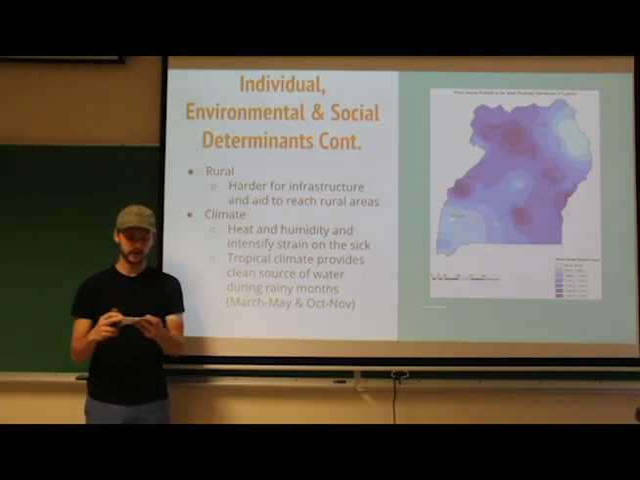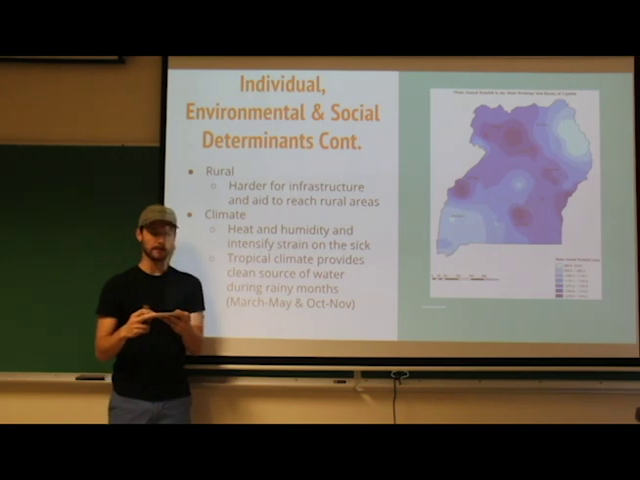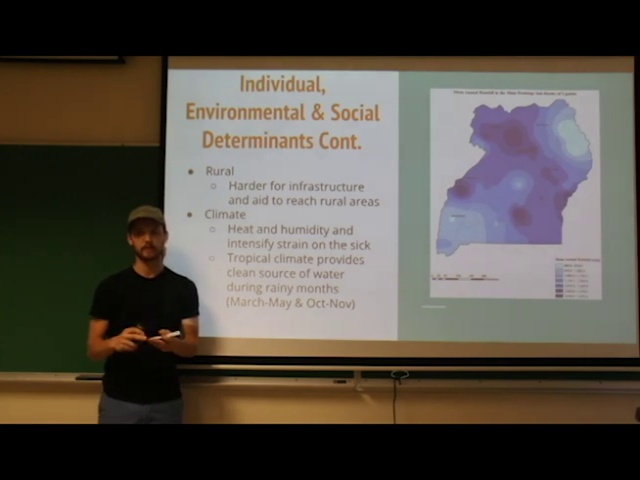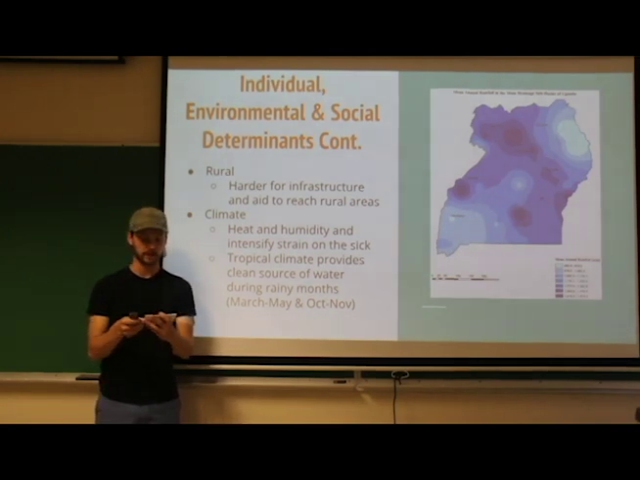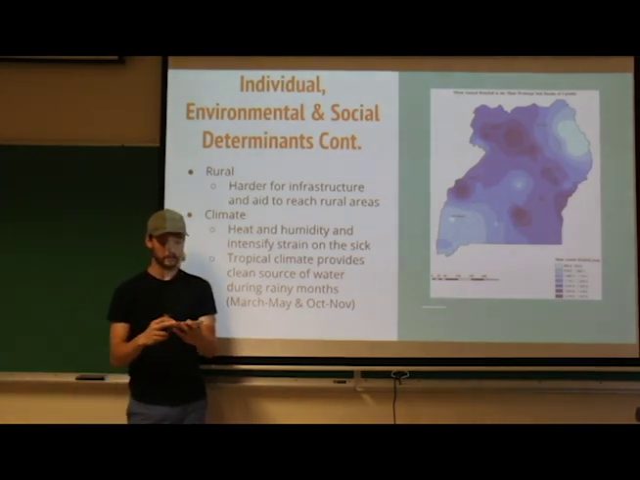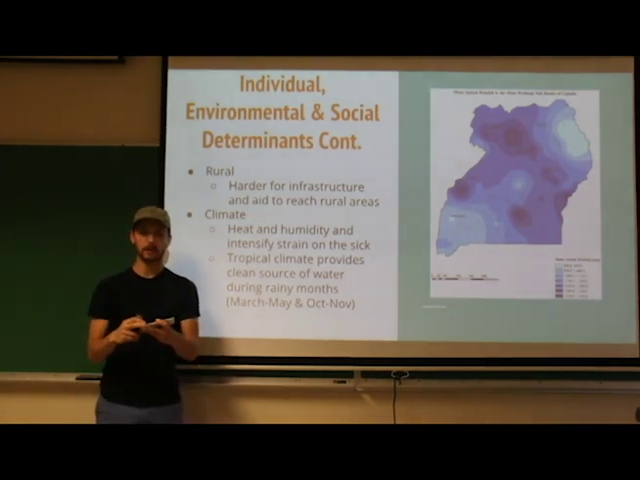The climate in Uganda is tropical. This lends to a poor recovery because heat and humidity are an added strain on the body, and when someone is trying to allocate all their bodily resources to just getting better, heat and strain can slow that process. The tropical rains in Uganda fall between March and May, and also between October and November.